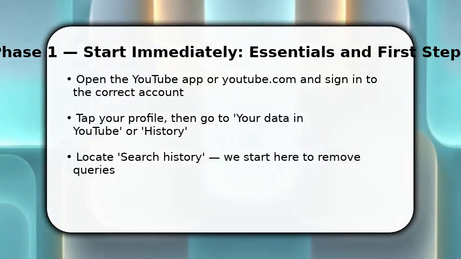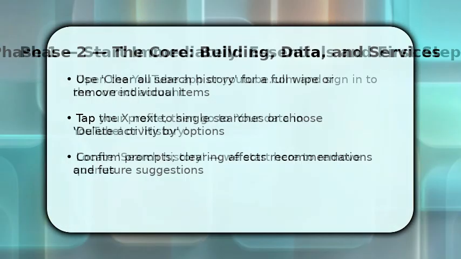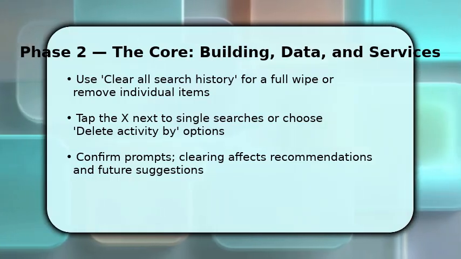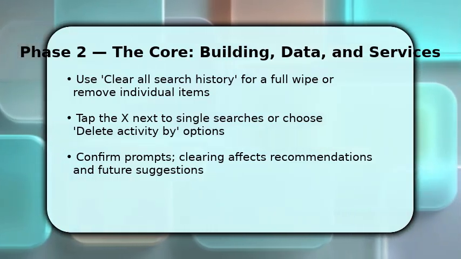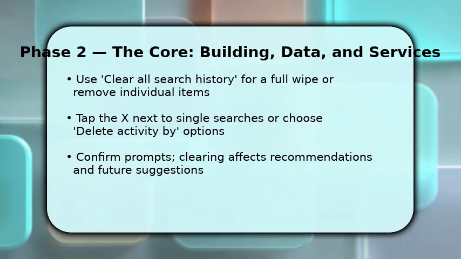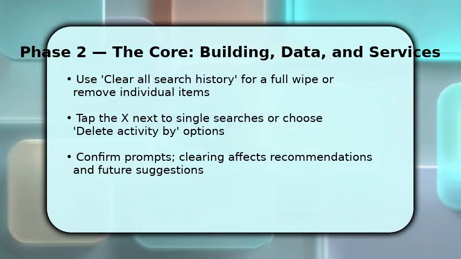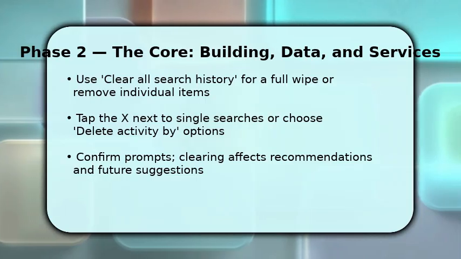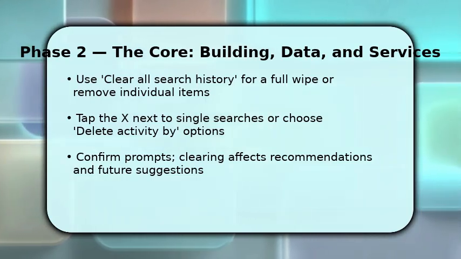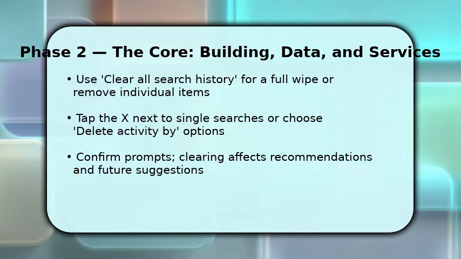Now that you're in search history, decide whether to clear everything or remove specific queries. To delete individually, tap the X or 3 dots beside each search and confirm deletion. If you want a complete reset, choose Clear All Search History or use Delete Activity by to pick a time range, like last hour or all time.